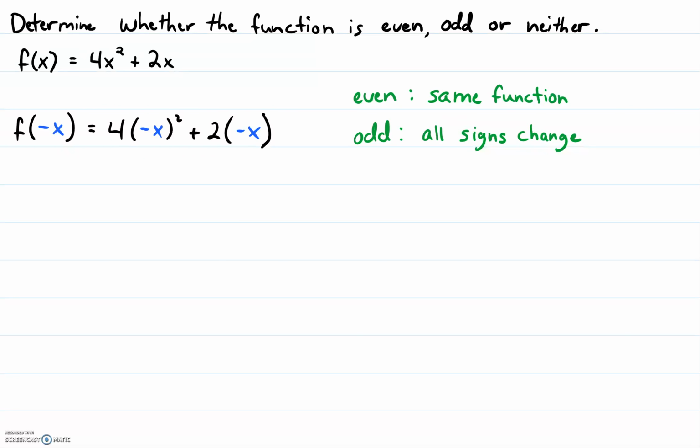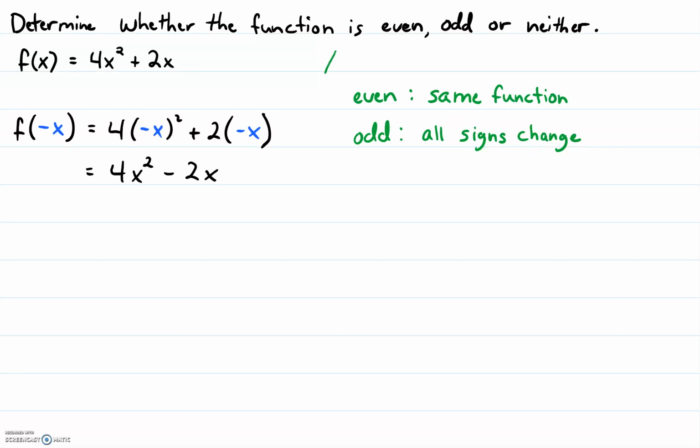Now in simplifying this, we can bring the 4 down. Negative x to the second power is just going to be x squared, because a negative number raised to an even power is always going to be a positive number. And then 2 times negative x is going to be minus 2x. Now we've done all the algebra we can, so once you get to this step and you've simplified the f of negative x, now you want to try to figure out what the conclusion is.